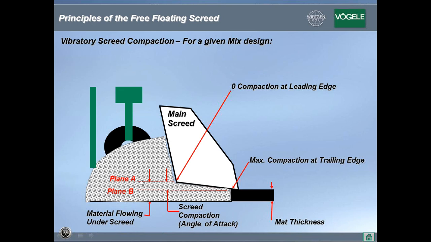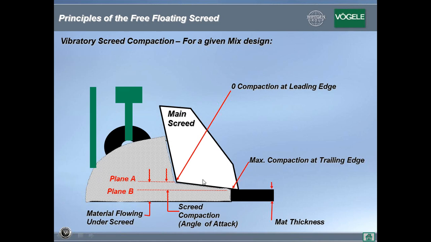Now, keeping this real simple, let's assume that the leading edge of the screed plate is plane A, and the trailing edge of the screed plate is plane B. So the difference in height between plane A and plane B is what is referred to as your screed compaction. And that leads to the angle that is referred to as the angle of attack.